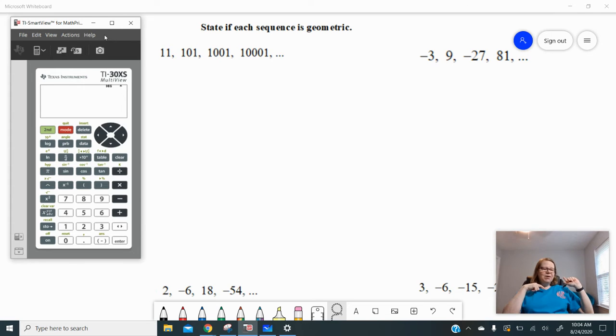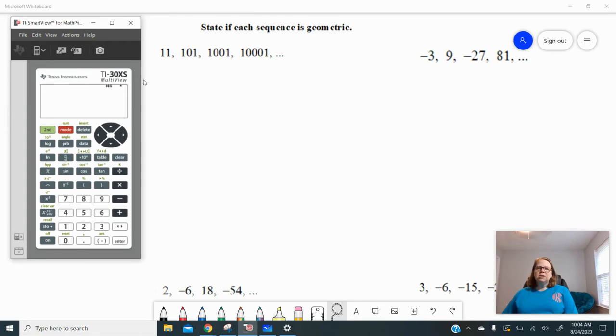Okay. So be sure to stick around to the end. I'm going to give you a few extra tips and something to look for that can help you to know right away if you are seeing something that's not a geometric sequence. All right. So let's take a look at the first one.